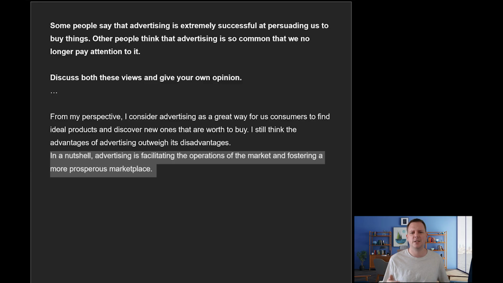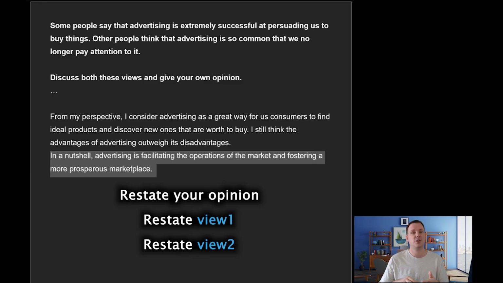This sentence is essentially restating the writer's opinion, in a bit of a wordy way. This sentence doesn't restate both of the views from the question, and it doesn't summarize the main arguments in the body paragraphs either. Overall, then, the conclusion is incomplete because for this type of question, you need to restate your opinion, you need to restate the two positions in the question, and you need to summarize the main arguments in the body paragraphs. This conclusion only restates the writer's opinion.